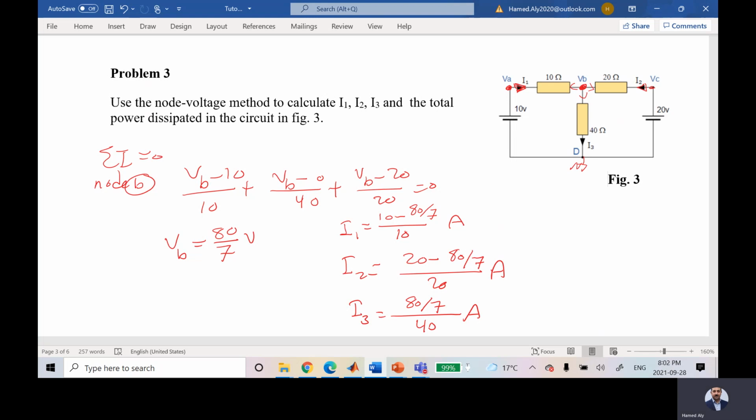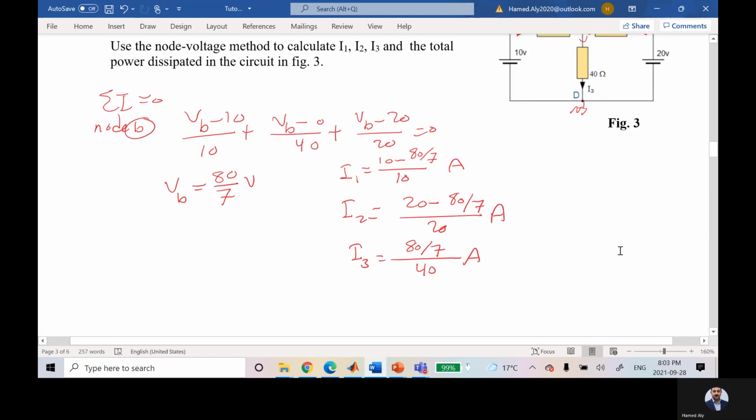Any question? Which term you are talking about? This one? So here it is VB minus 20 over this resistor. And this guy is VB minus 10 over 10. And this guy is VB minus 0 over 40. Did I answer your question? Okay. Any question, guys, for that problem?